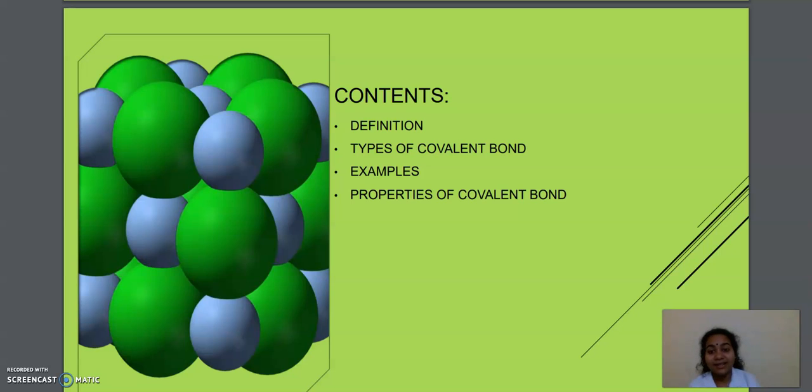What we discussed in last class? We discussed about octet rule. So there we have seen that there is a sharing of electrons. If there is a sharing of electron, what type of bond will be there? This sharing of electron bond is known as covalent bond. So in today's class, we are going to discuss about covalent bond. So the contents are the definition of covalent bond, types of covalent bond, and examples and the properties of covalent bond. So let's start.